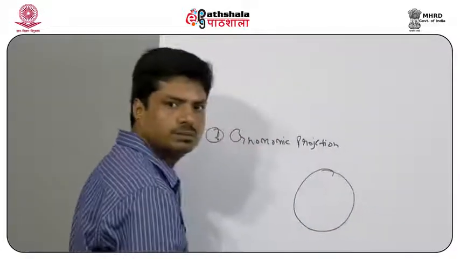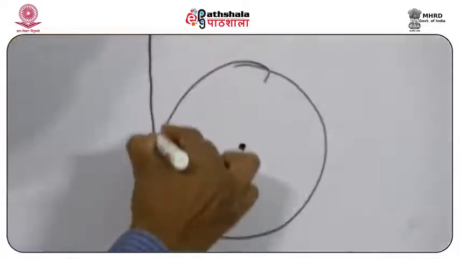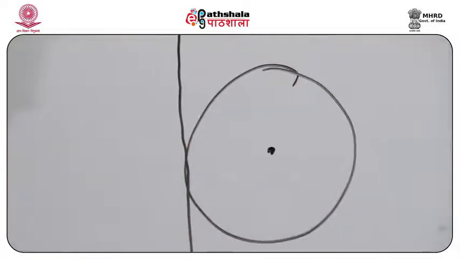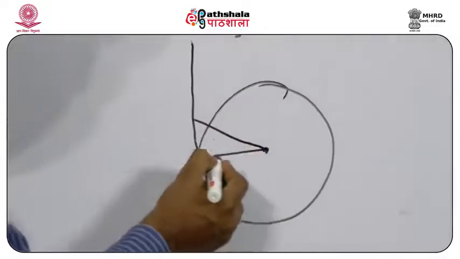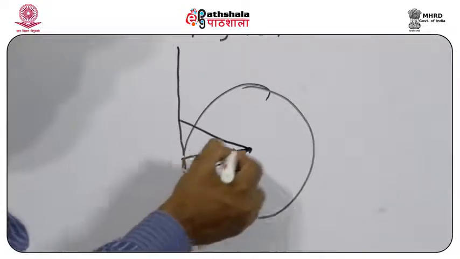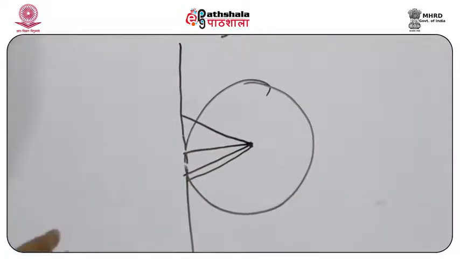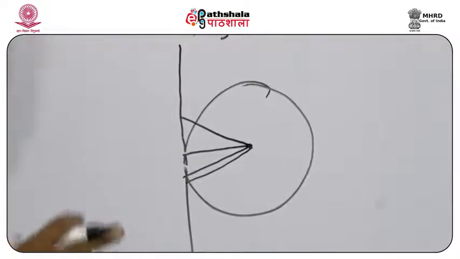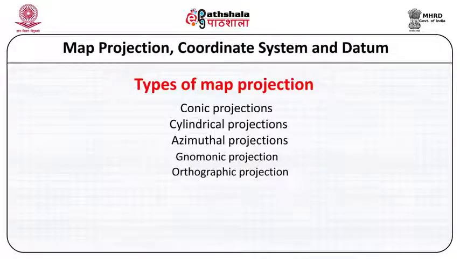This is the globe. Here we are having the center, and here we are having a plane paper. So we will extract the light from the center of the globe, and that is known as mnemonic projection. The second important projection is orthographic projection.